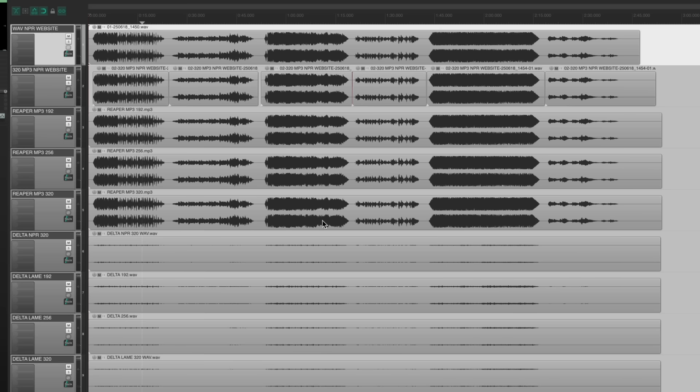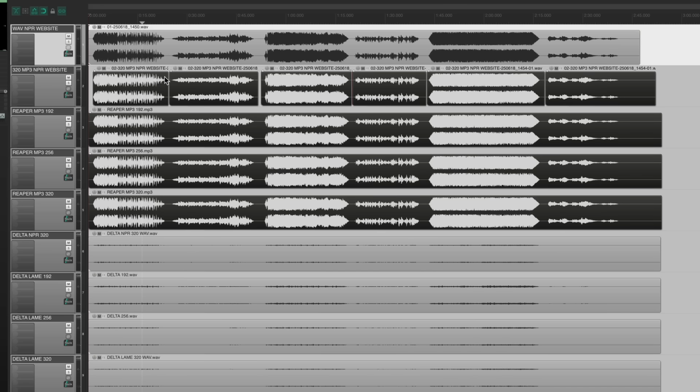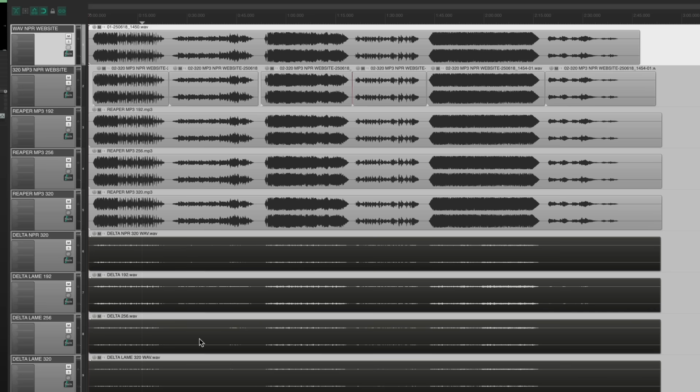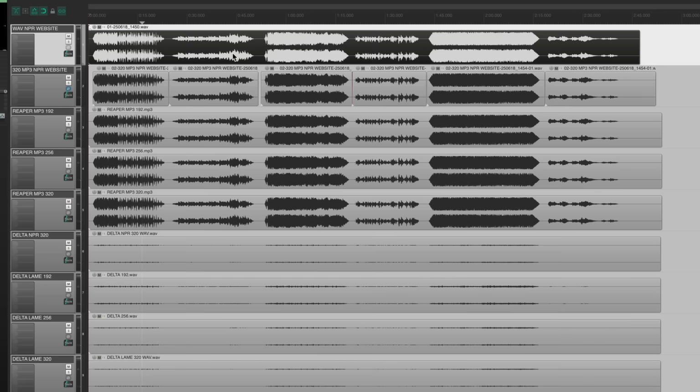So this session looks pretty busy. You might not get what's going on here straight away, but it's really easy. So we've got the original WAV files here, we've got some MP3 files here, and then we've got the delta, which means if I take an MP3 file and flip the polarity and then play those two together, the product of that is the delta. So what are these things? So that's the uncompressed WAV.